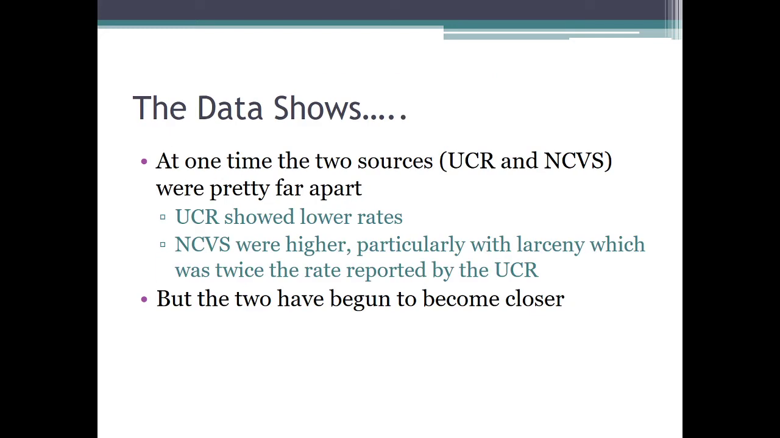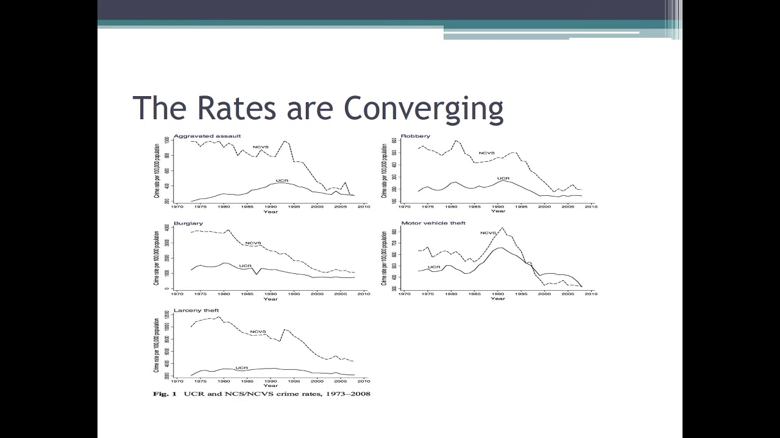At one time, like I said, they were pretty far apart, but now we begin to see that this data is getting closer. I think I got a slide view. Here we go. If you look at how these rates are converging, if you looked at back in the 70s, the difference between the National Crime Victim Survey showing a higher rate and the UCR showing a lower, and you look over time, you can see how these are getting closer and closer and closer. In fact, for motor vehicle theft, you'll notice for a while there that it is actually higher in the UCR than in the NCVS, and that's the only time that really occurs.